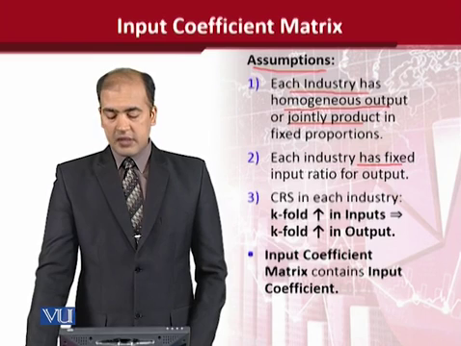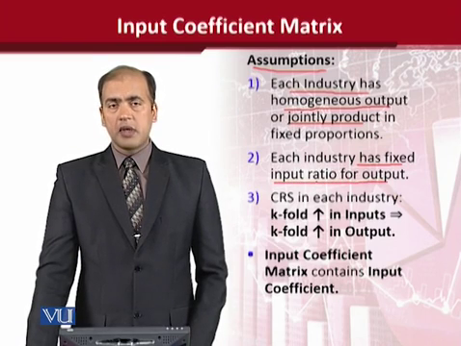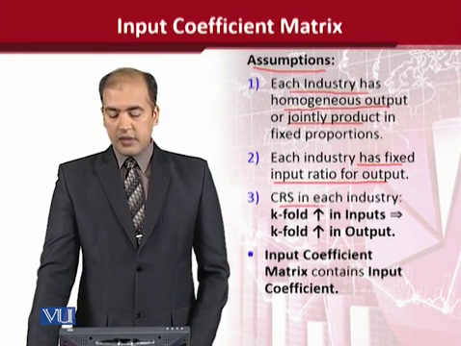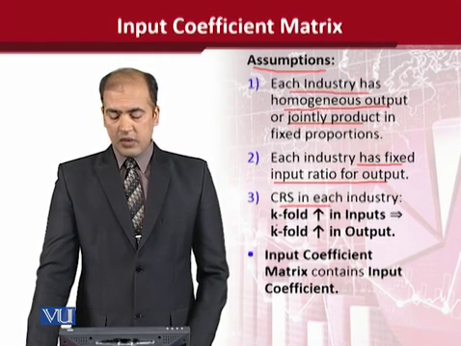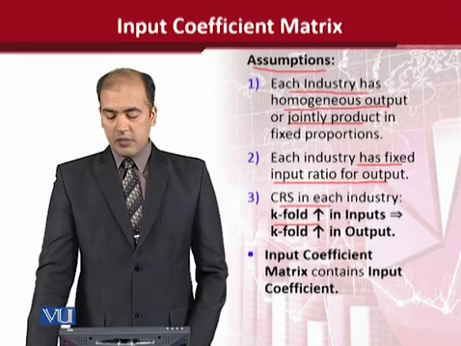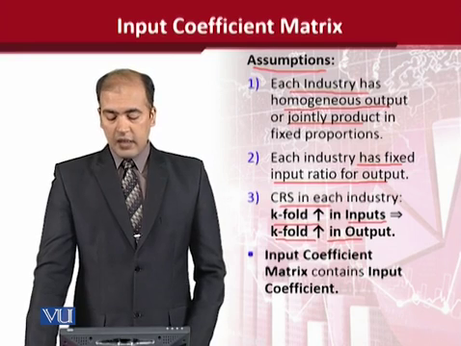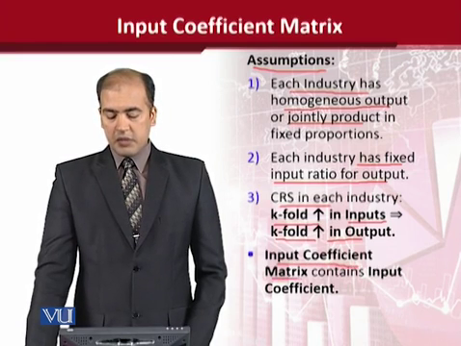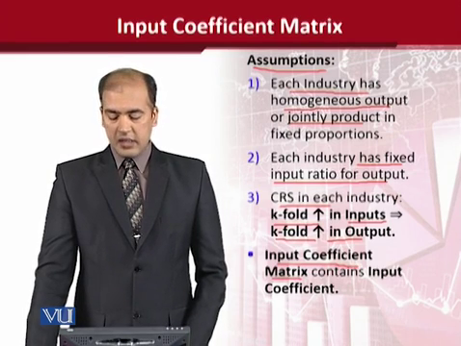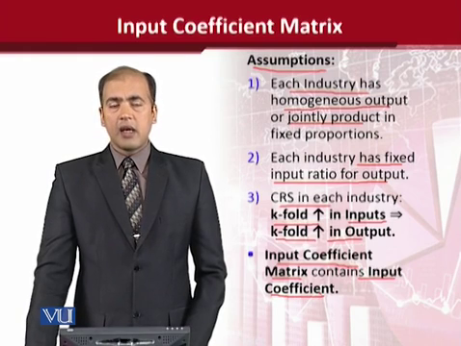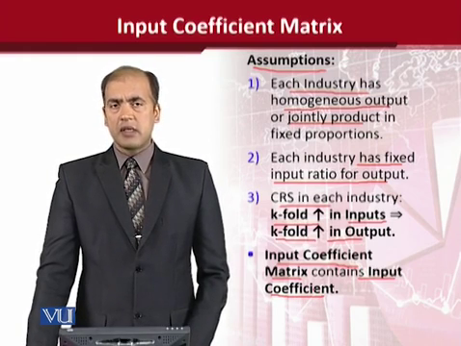Each industry has a fixed input ratio for output, so the ratio shall remain the same in this case, and also constant returns to scale will hold in each industry, which in other words means that a k-fold increase or any number of increase in the inputs will lead to the same fold or same times increase in the output. So basically this input coefficient matrix, which is actually the title of our lecture, is a kind of matrix that contains the input coefficients. What are these input coefficients? We shall see in the next slide.